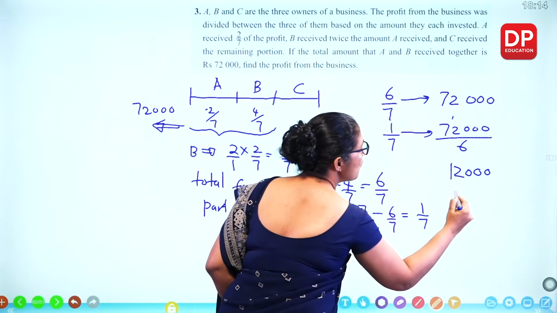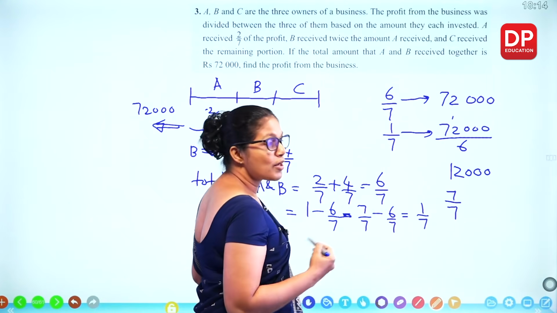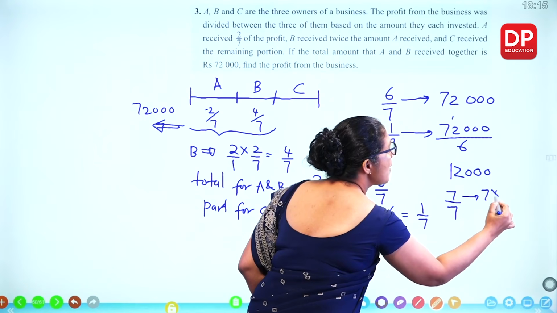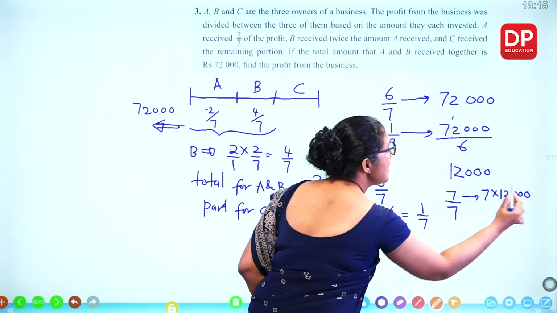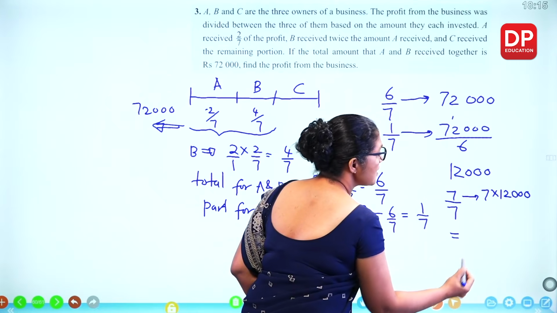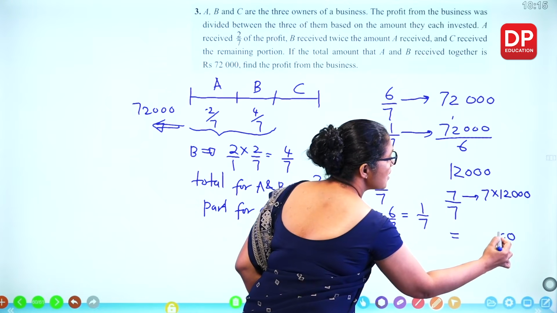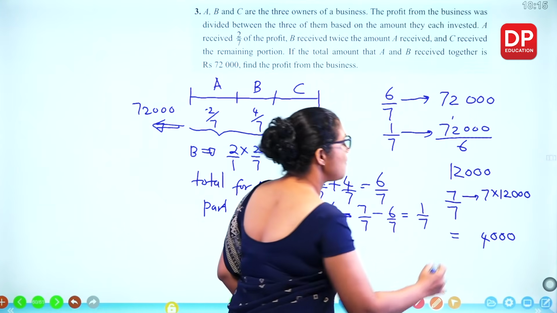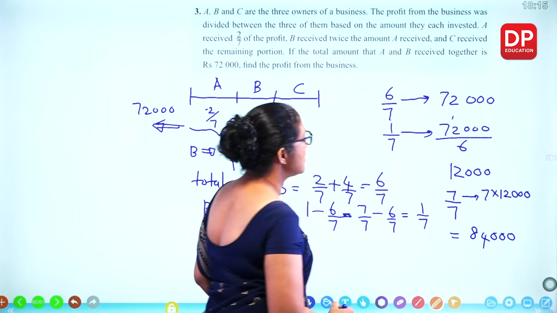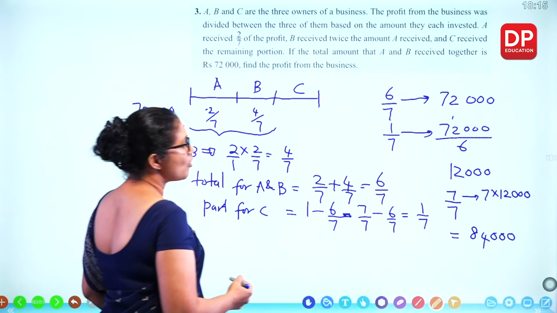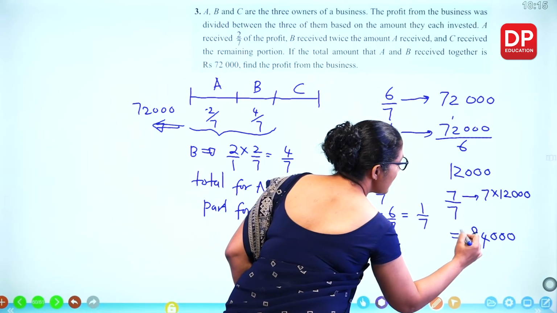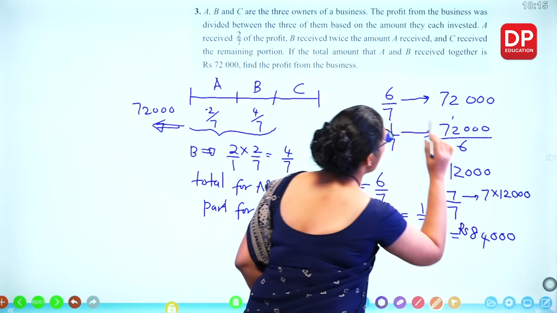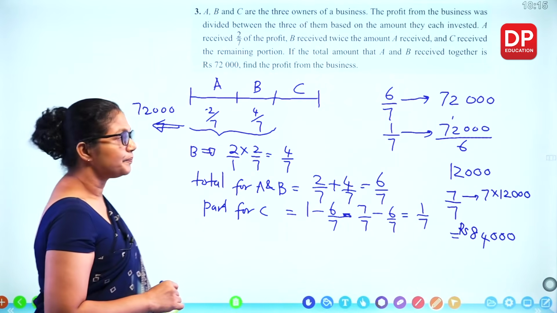So what is the full amount? Altogether 7 parts are there. So the full amount is 12,000 multiplied by 7. What's the answer? 7 times 2, 14, 1 remaining. 7 times 1 is 7 plus 1, 8. So this is about money, so we can write 84,000 rupees is the profit for this question.